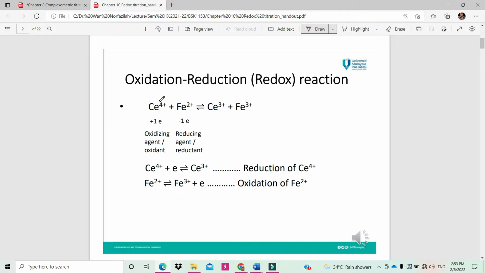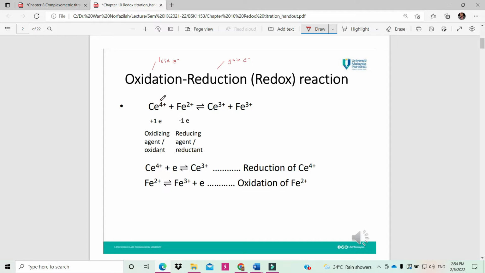Okay. Oxidation is when the element loses electrons. Lost electron, oxidation. So when we lose electrons, bila kita hilang negatif, dia akan jadi positif or more positive. Okay. Reduction is when the element gains electrons. Okay, dia akan jadi lebih negatif.